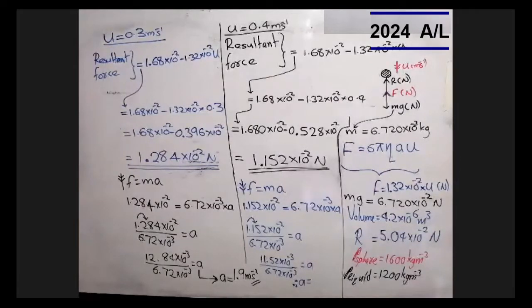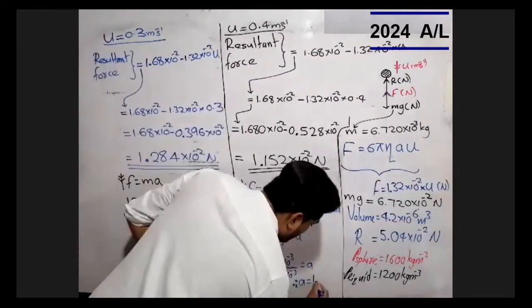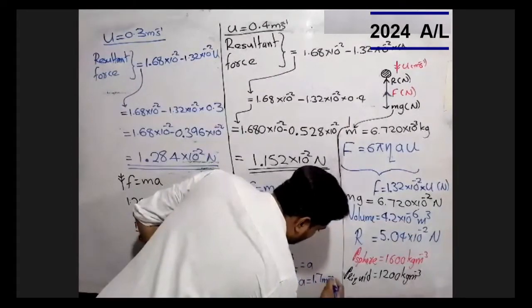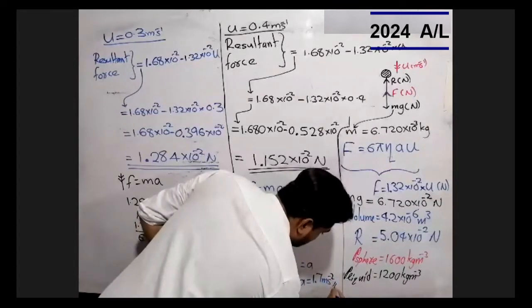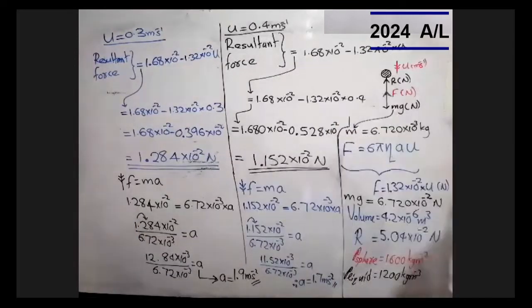11.52 should be divided by 6.72. If you divide this, you will get 1.7. Acceleration will be 1.7 meter per square second. So what has happened to the acceleration? It has decreased, so it is further decreased. That's the point you should understand.